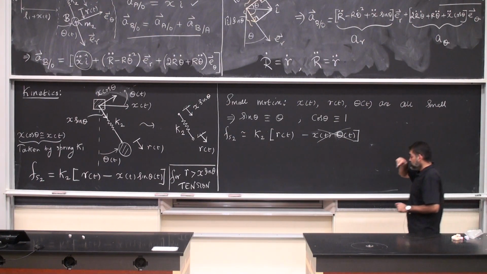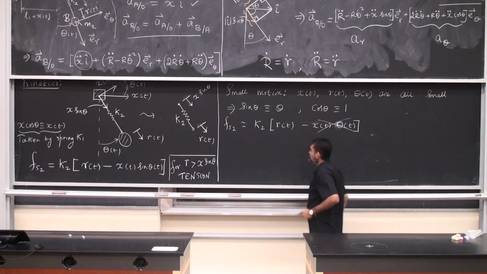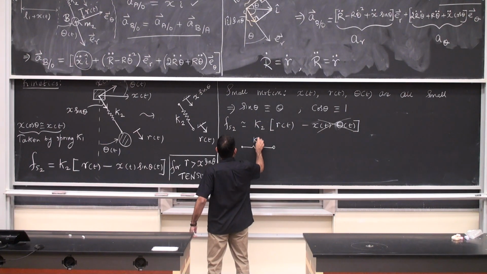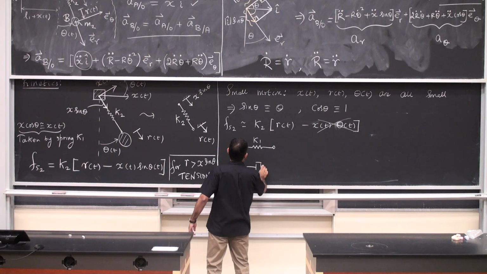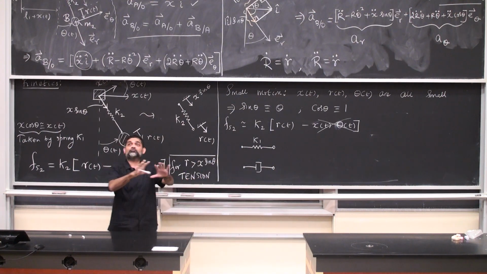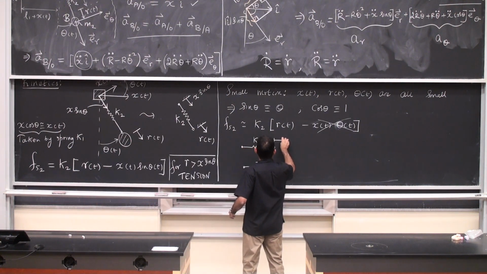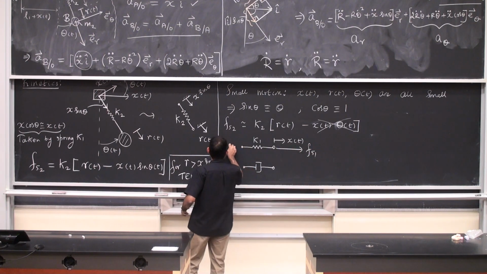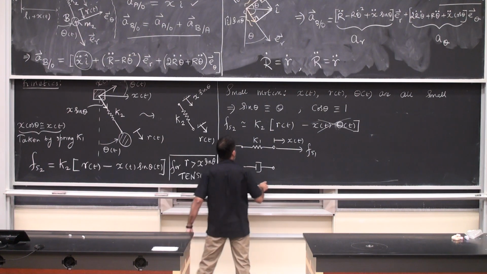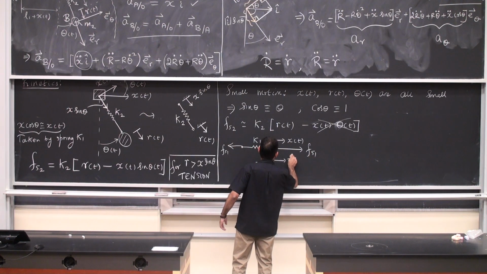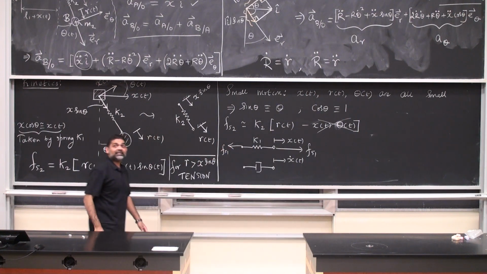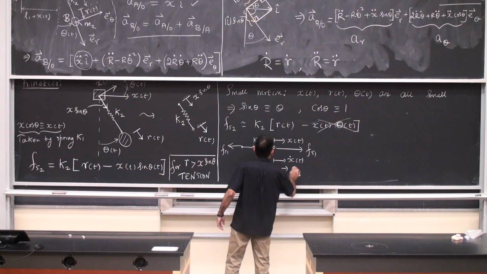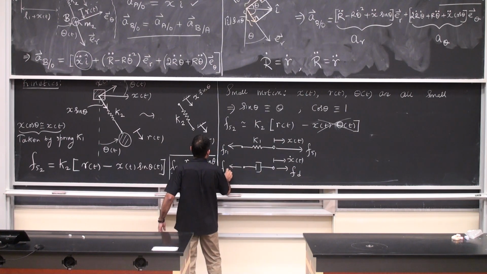I draw the spring and the damping element here, the other one. This is K1. This is C. For a positive x of t, the spring is in tension. Fs1, Fs1. For a positive velocity x dot, the damping element is always stretched, so that's going to be Fd. Fd.